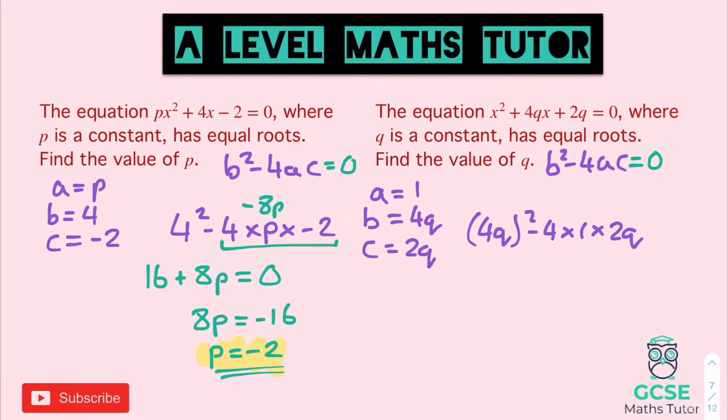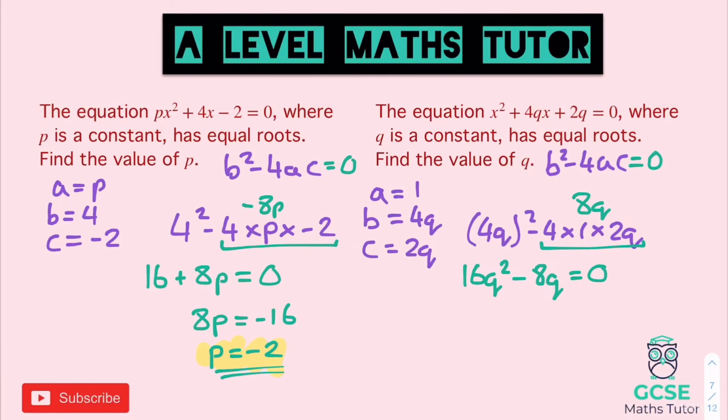4q squared is going to equal 16q squared. And then this bit here, we're taking that away. 4 times 2 times 1 is 8, so take away 8q. There we go, so 16q squared, take away 8q is equal to 0. So there we go, we can divide both sides by q, we could divide both sides by 8q if we wanted, but let's just take it in steps.